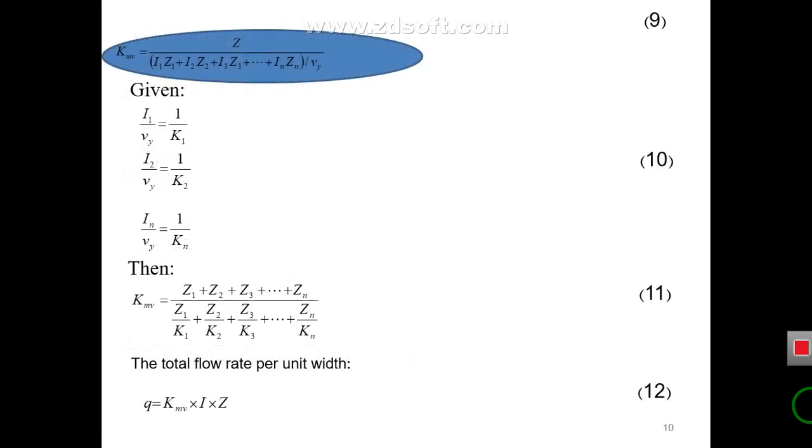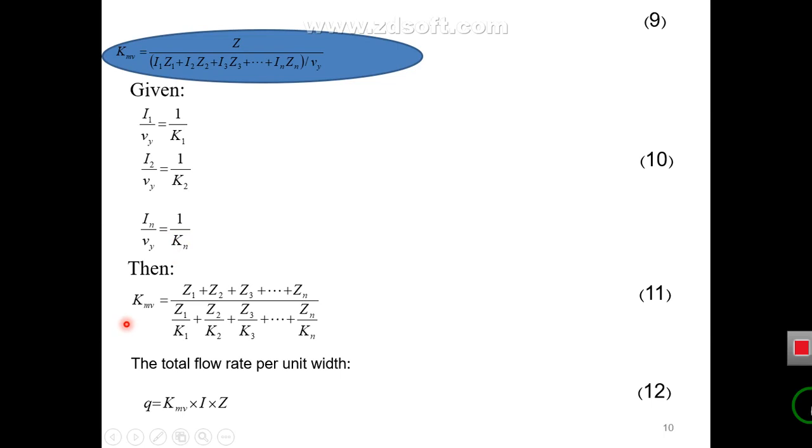Considering this equation obtained for the average hydraulic conductivity in the vertical direction, and given that I1 over Vy is equal to 1 over K1, the hydraulic conductivity in the first layer. Similarly, I2 over Vy is equal to 1 over K2, the hydraulic conductivity in the second layer. And finally, In over Vy is equal to 1 over Kn, the hydraulic conductivity in the nth layer.